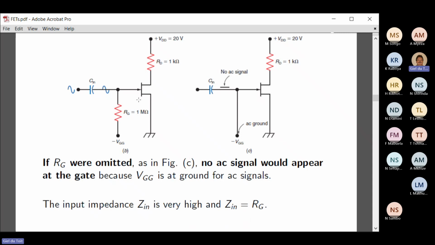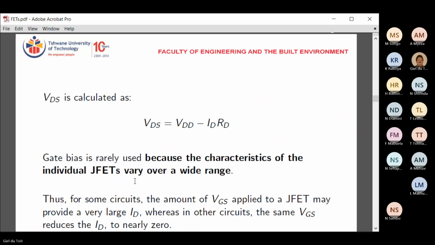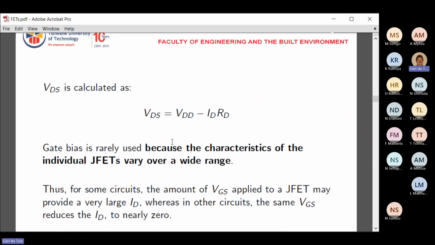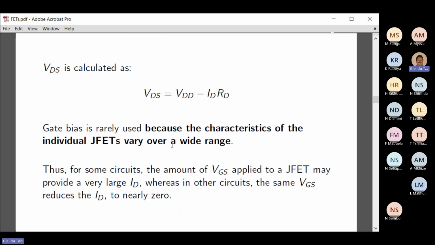While for a BJT, the input impedance is very low. Therefore, that one is very low here. We're always comparing FETs with BJTs, and there's always this comparison between them.